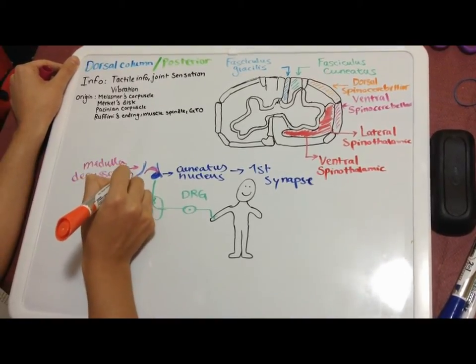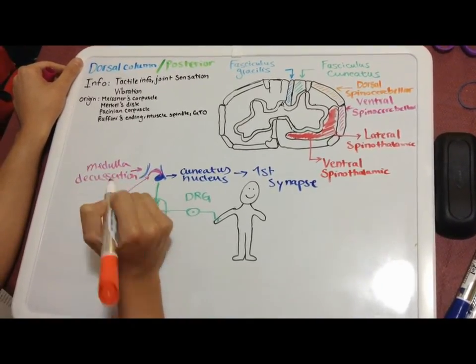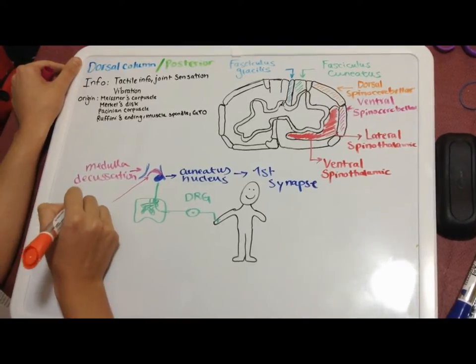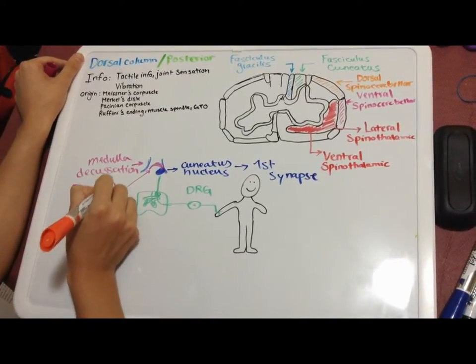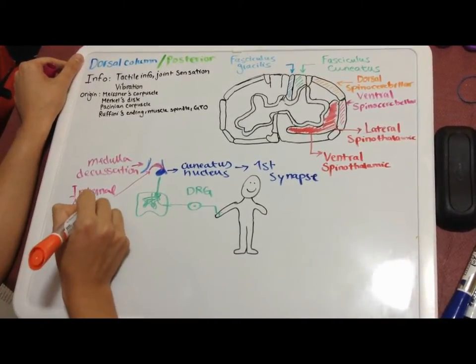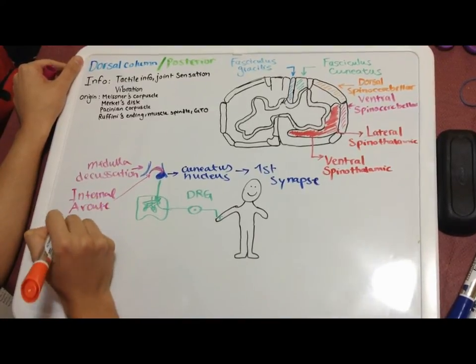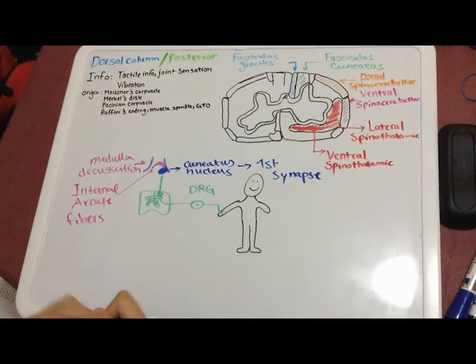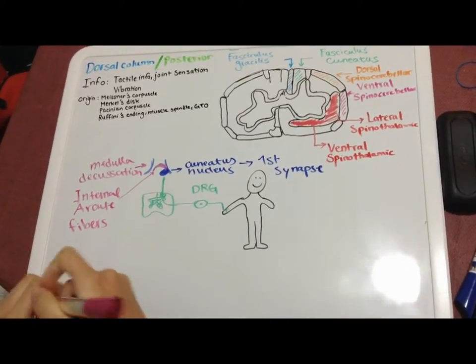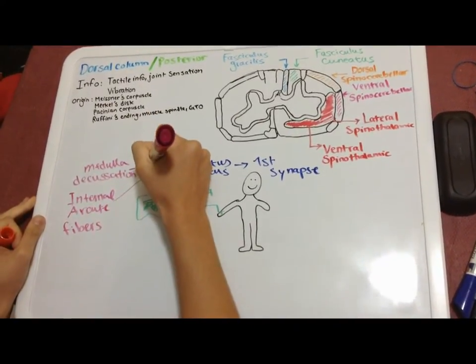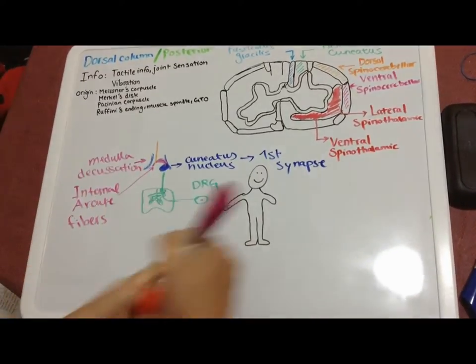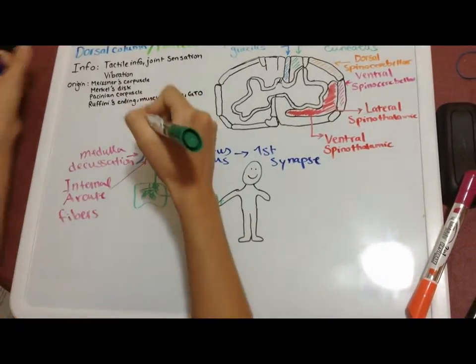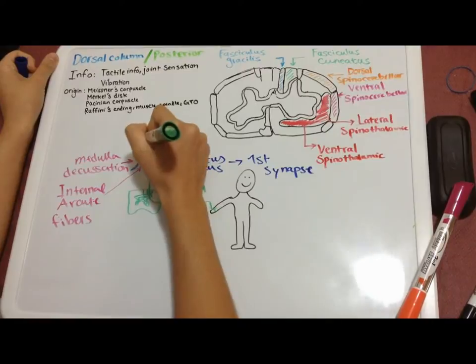And the decussation is via these fibers over here called internal arcuate fibers. Okay. After it decussates, it's going to go up, and it's going to enter the midbrain and everything, and it's going to go up.